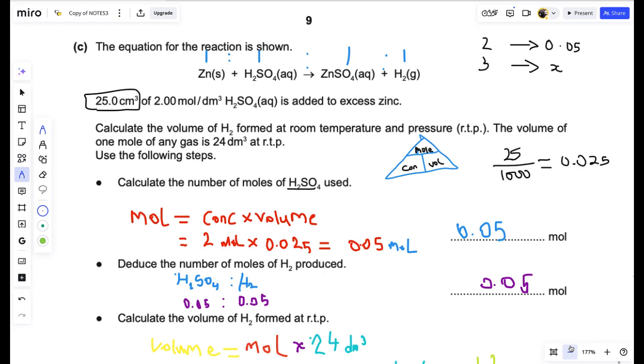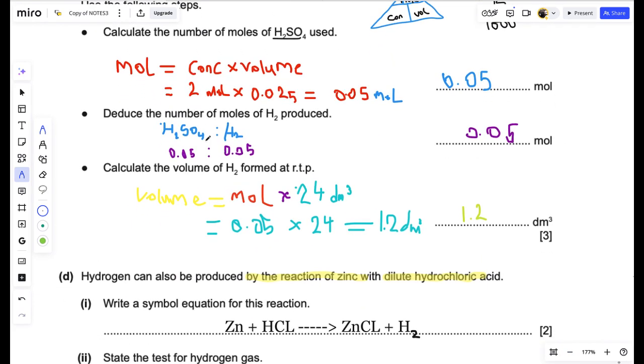So the answer will be the same, 0.05. Okay? Now we go to the next one. It says calculate the volume of hydrogen formed at RTP. Okay, volume has another triangle.